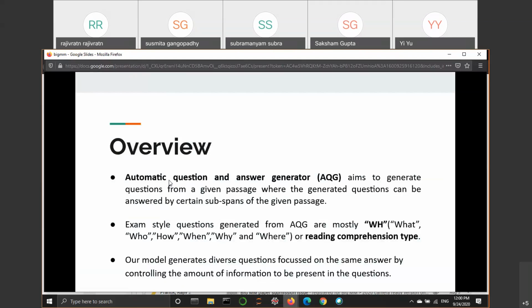In this paper, we are targeting the age-old puzzle of automatic question and answer generation. We all know that automatic question and answer generation aims to generate questions and answers from a given piece of text. You input a piece of text and it generates questions and answers, but the answers lie within the text or the given substance of the text.